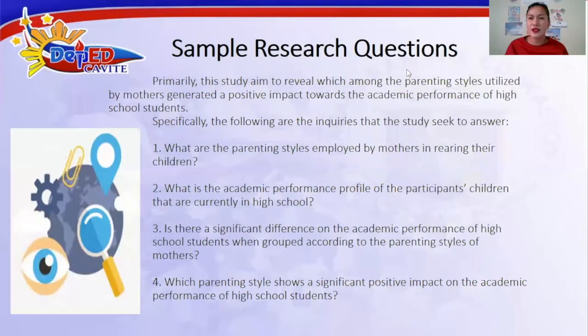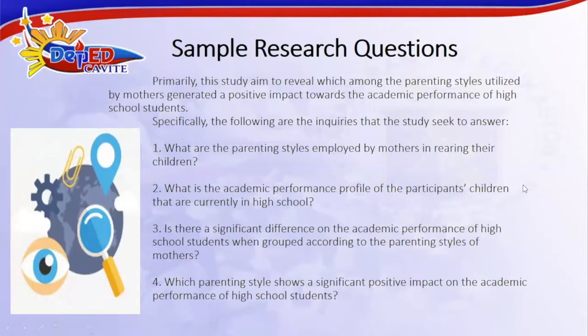I want you to look at this example of a sample research question. Primarily, the study aims to review which among the parenting styles utilized by mothers generated a positive impact towards the academic performance of high school students. Specifically, the following are the inquiries that the study seeks to answer. Let's try to find out if all our research questions are SMART. Number one, what are the parenting styles employed by mothers in rearing their children? Number two, what is the academic performance profile of the participant children that are currently in high school? Three, is there a significant difference in the academic performance of high school students when grouped according to the parenting styles of mothers? And lastly, which parenting style shows a significant positive impact on the academic performance of high school students?